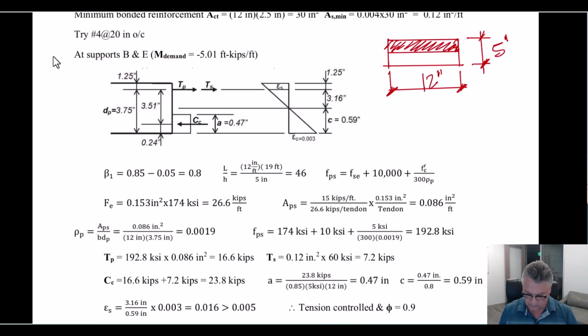Okay, so APS will just ratio the 15 kips per foot to 26.6 kips per tendon, 0.153 square inches. We're still using half-inch diameter tendons. So our APS per foot is 0.086 square inches per foot. Remember that for 5,000 PSI concrete, hopefully it's locked in your head by now that beta 1 is 0.8.